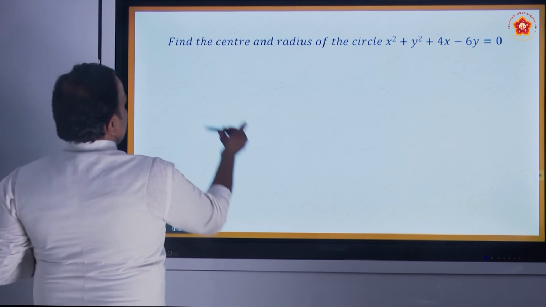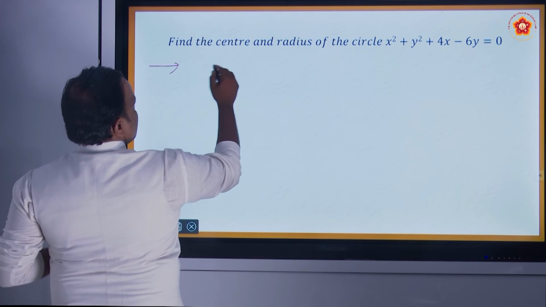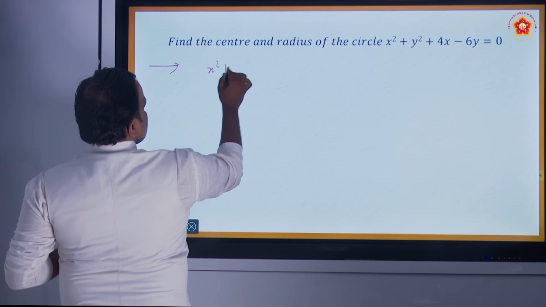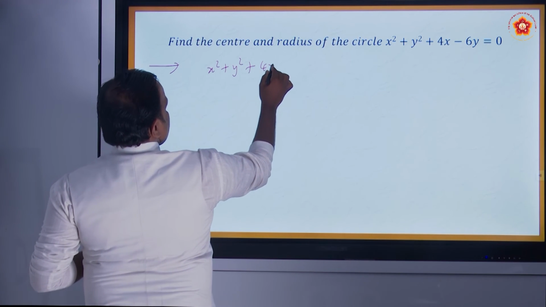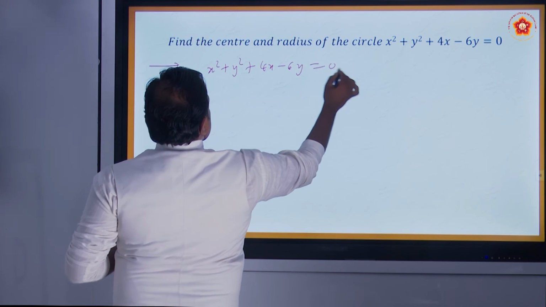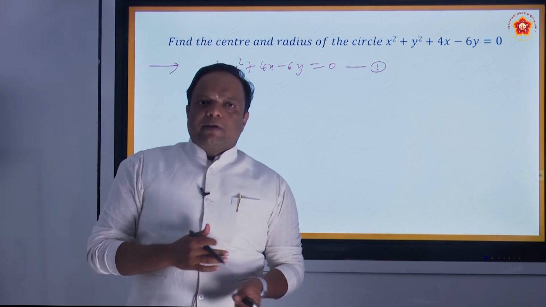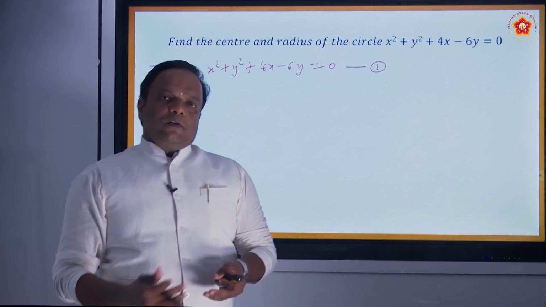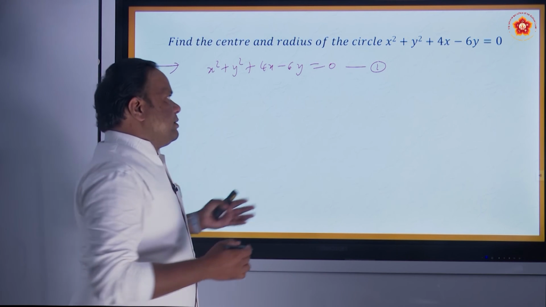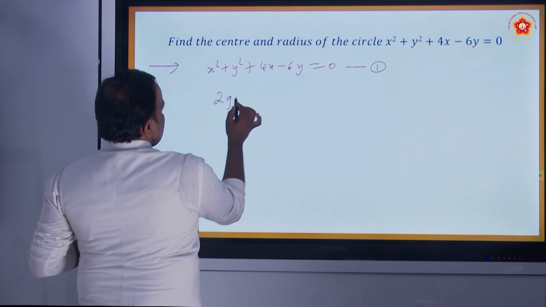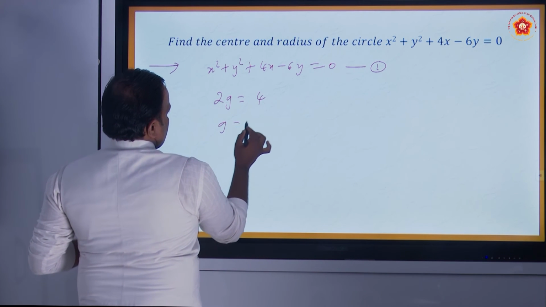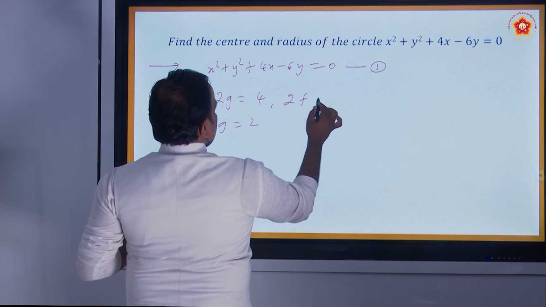see the last problem in this session. Find the center and radius of the circle x square plus y square plus 4x minus 6y equal to 0. I call this equation number 1. This is a very simple problem because the coefficient of x square is equal to the coefficient of y square equal to 1 is given here. We can write directly 2g equal to 4, g equal to 2. We can write 2f equal to minus 6.